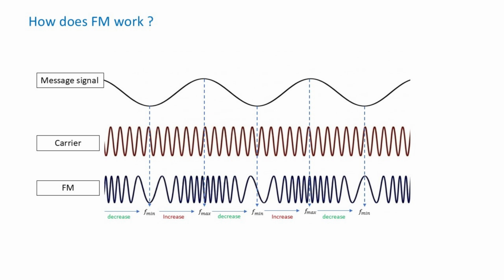When the input signal decreases, the carrier frequency also decreases. At the negative peak, the carrier frequency becomes minimum. And when the input signal is 0, the carrier stays at its normal carrier frequency with no frequency deviation.